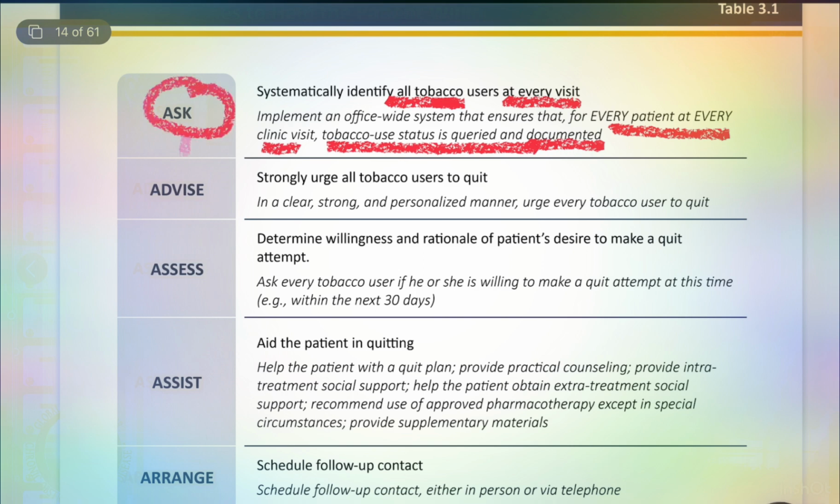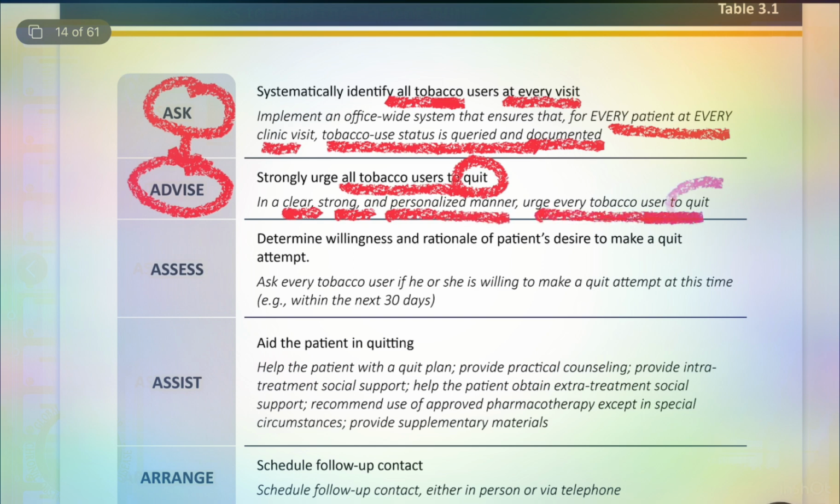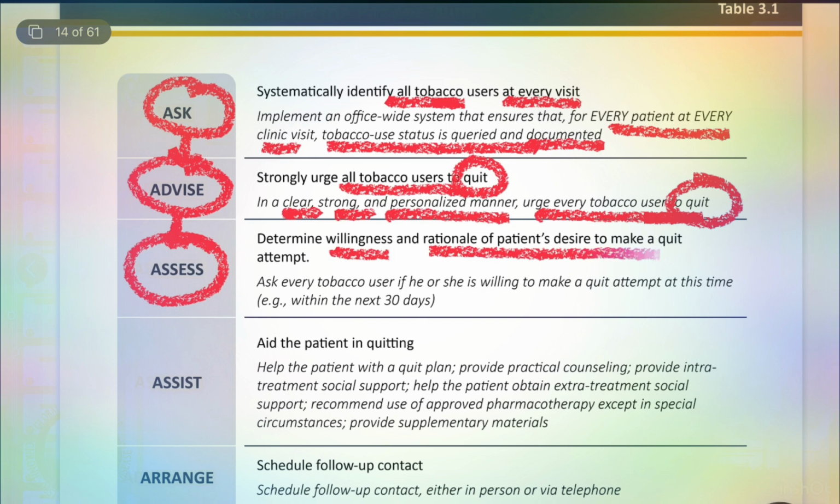Then after asking we should advise him. They are telling to strongly urge all tobacco users to quit. Tell them that they should quit in a clear, strong and personalized manner. Urge every tobacco user to quit. After advising we should assess. They are telling to determine the willingness and rationale of the patient's desire to make an attempt, whether he is willing to quit smoking. After assessing, we should assist, that is, help the patient in quitting.